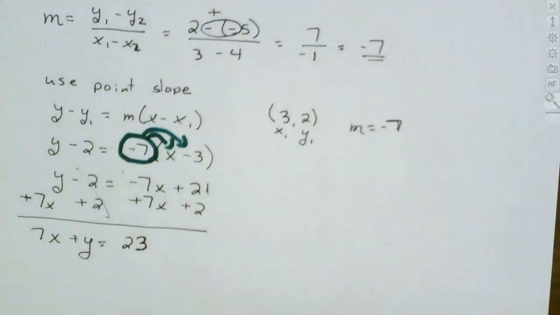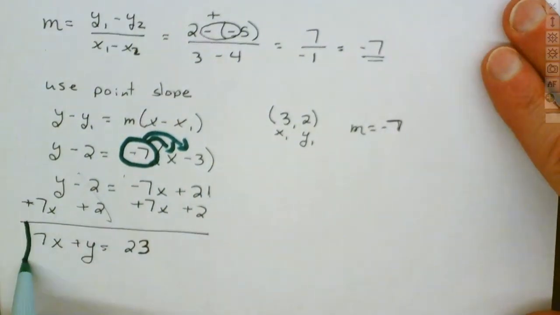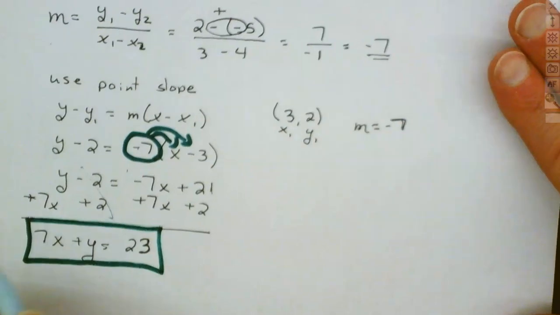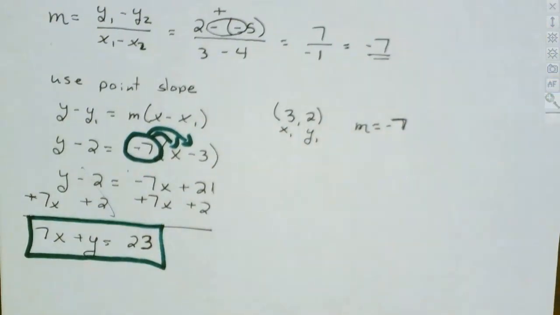Is this in standard form? Yes, it is. How do I know it's in standard form? X's and Y's are on the left-hand side. No fractions and no decimals. Okay?